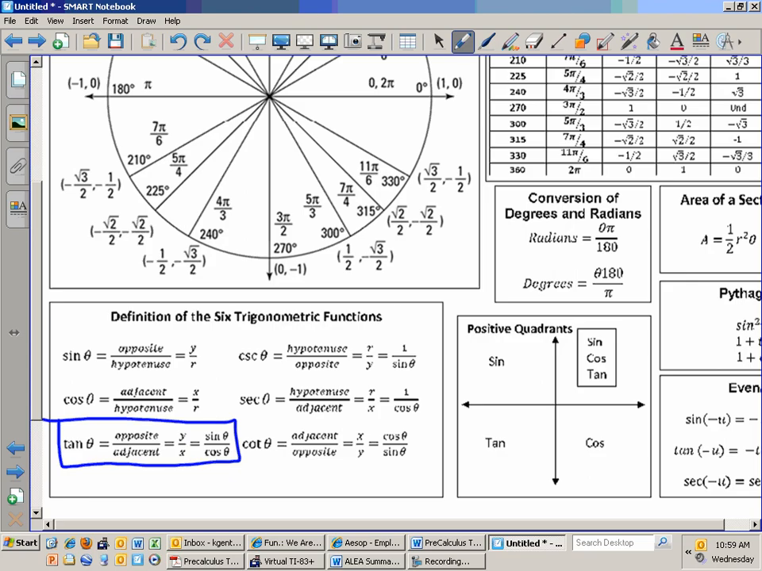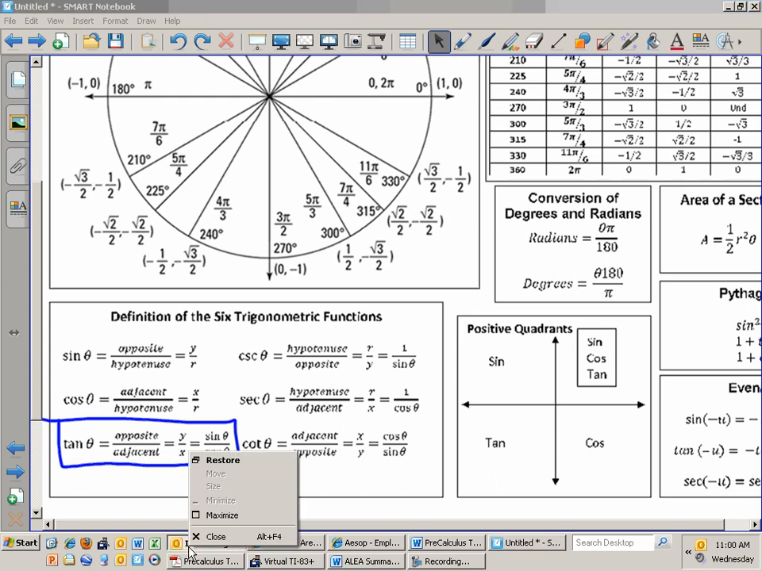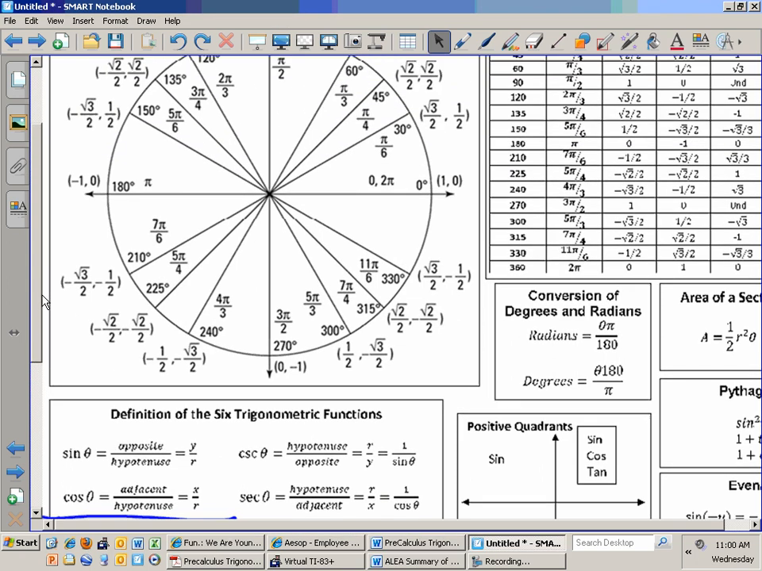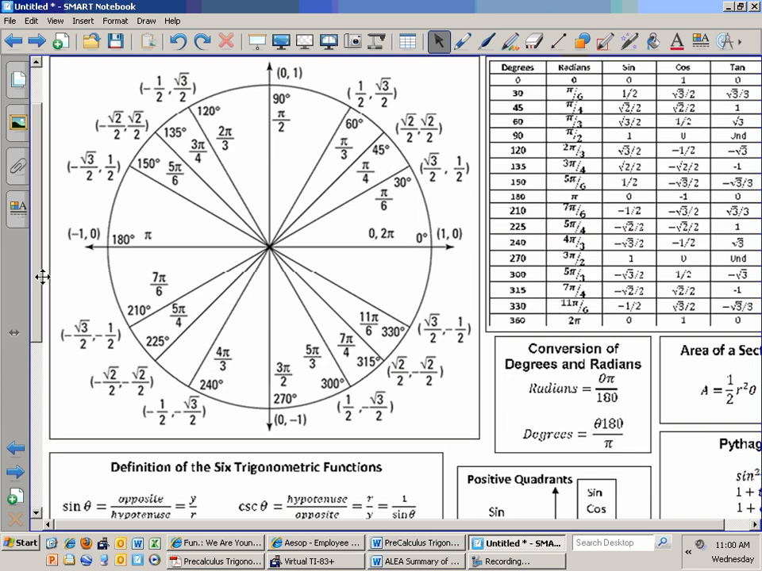Tangent is y over x. Okay? Good news there. Now, I'm going to help you understand how tangent behaves. If we look at the unit circle, I think you can kind of start to see how it behaves. We take y and divide it by x.